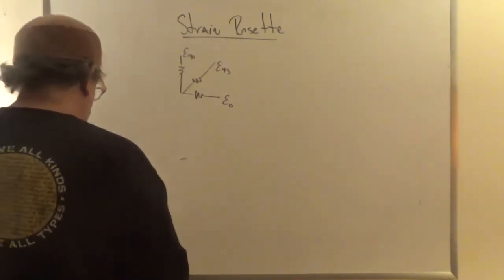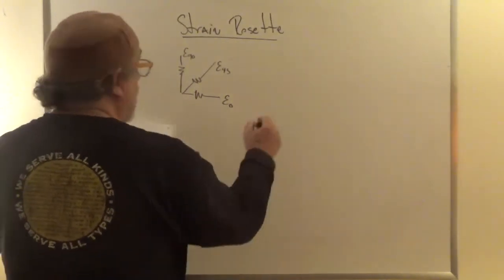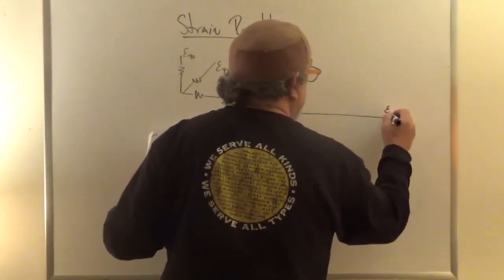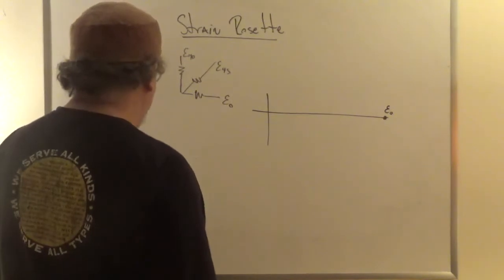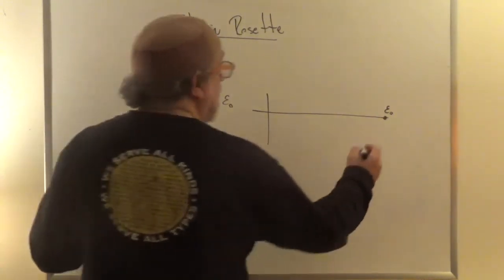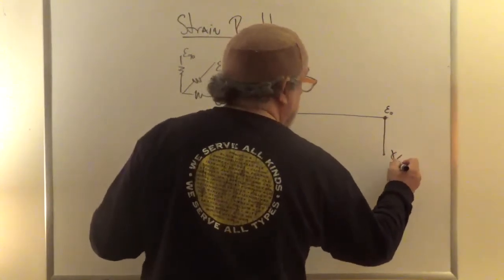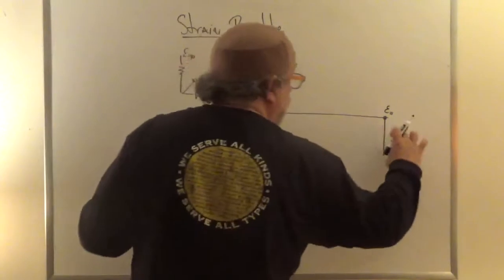So imagine that you measure epsilon 0, right? So you go like this. You measure epsilon 0 here, okay? And let's say that the shear strain was plus, and so assuming that the shear strain was plus, that would be like this, right?